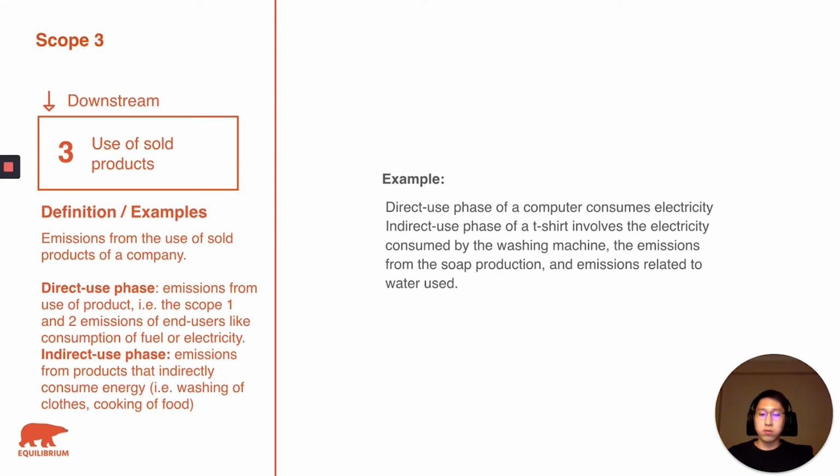Indirect use phase emissions refer to the emissions indirectly produced from the use of the product. For example, the emissions from electricity consumed by a washing machine required to wash dirty clothing, where the reporting company produces the clothing.